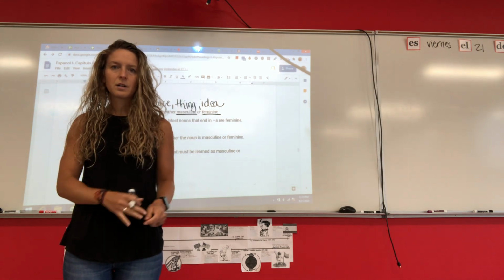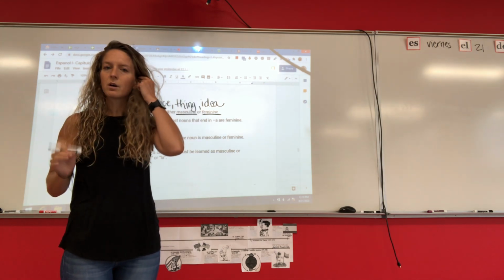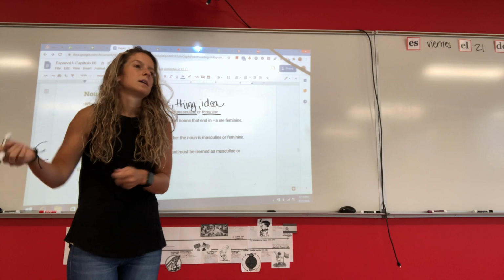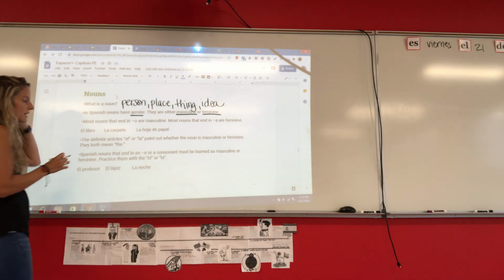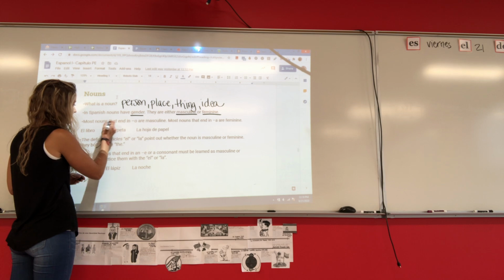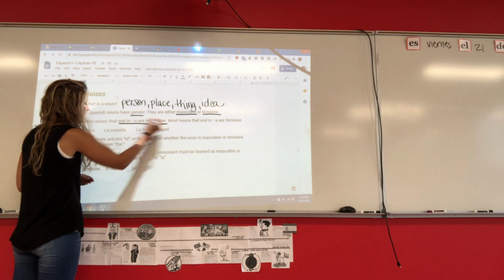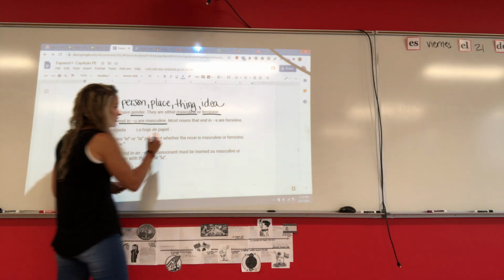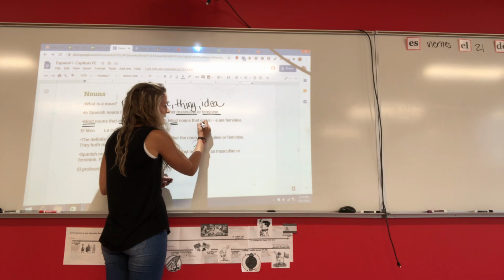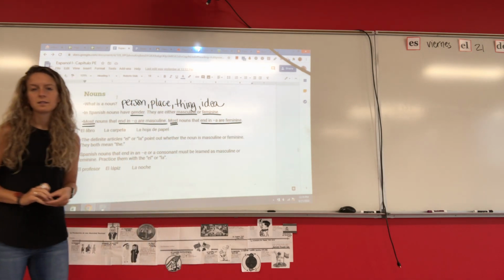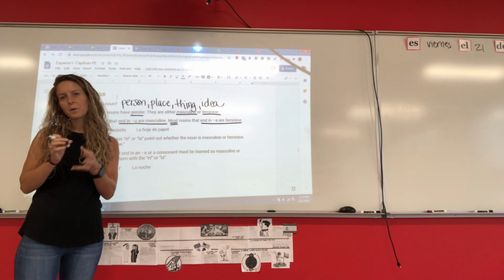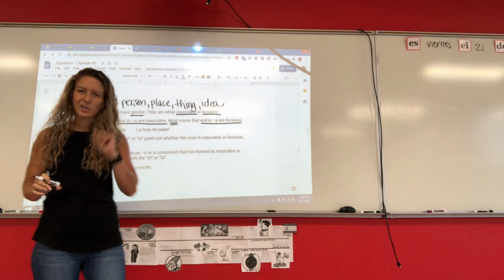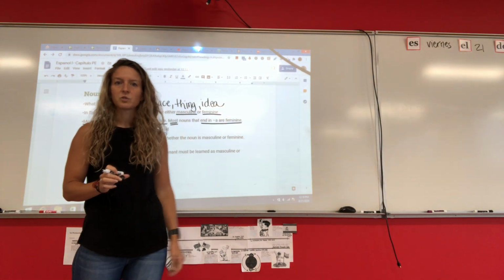All nouns have gender. Verbs don't have gender. We'll talk about verbs later, but all nouns have gender, whether they're a person, a thing, a place. Most nouns that end in O are masculine. And we're going to underline most, because there are always exceptions. Most nouns that end in A are feminine. So that's somewhat easier to figure out, but there are always a couple of exceptions that we have to remember and memorize along the way. We'll show you a couple.